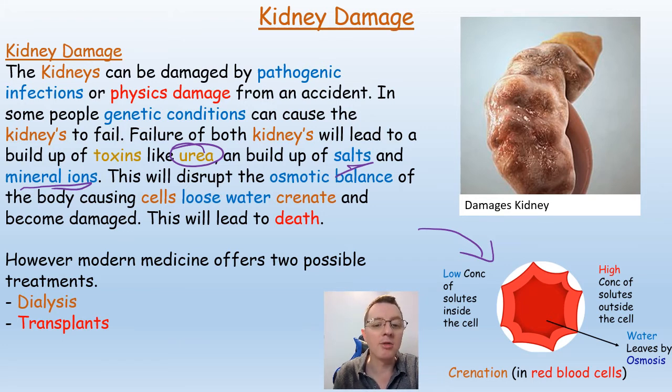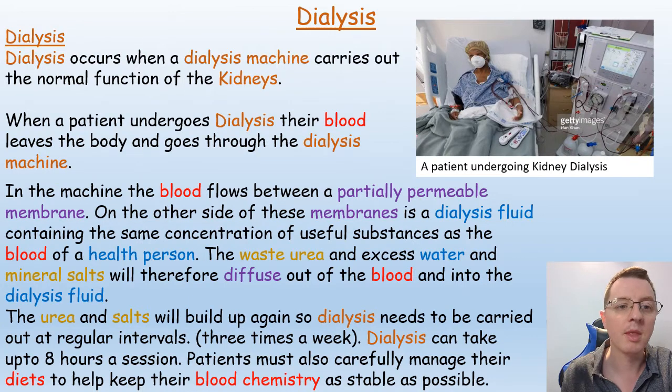However, modern medicine offers two possible treatments, and in this video we're going to look at the first treatment, dialysis, and in a separate video we will also be looking at kidney transplants. So dialysis occurs when a dialysis machine carries out the normal functions of the kidney. When a patient undergoes dialysis, their blood leaves the body and goes through the dialysis machine, and you can see that here where the blood is entering the dialysis machine.